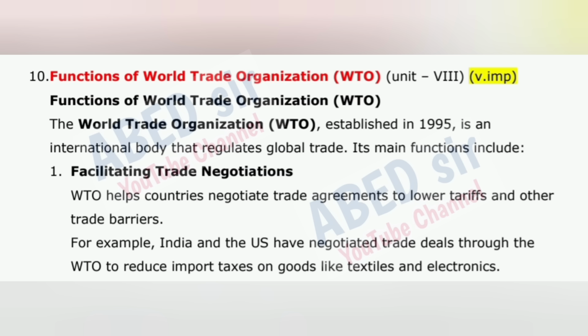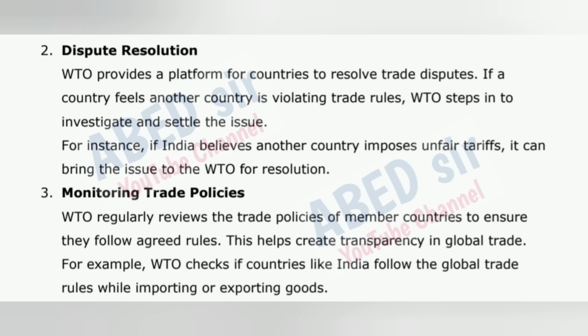Facilitating trade negotiations. WTO helps countries negotiate trade agreements to lower tariffs and other trade barriers. For example, India and the US have negotiated trade deals through the WTO to reduce import taxes on goods like textiles and electronics. 2. Dispute resolution.